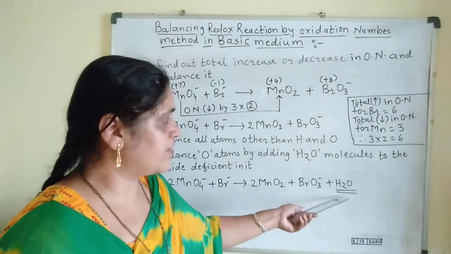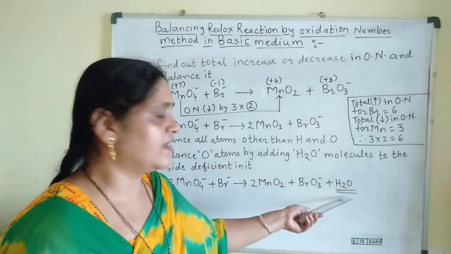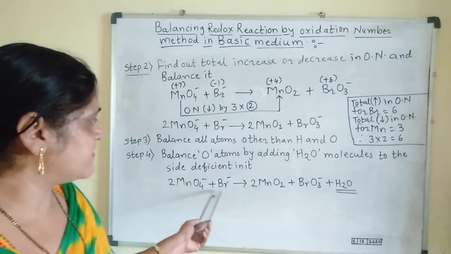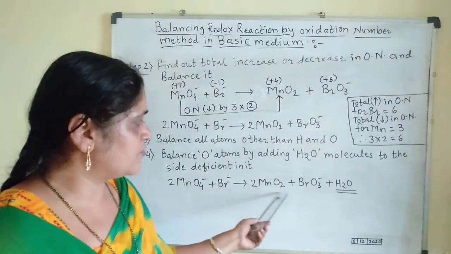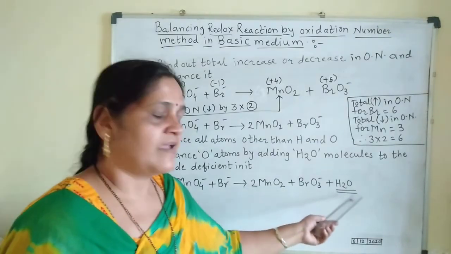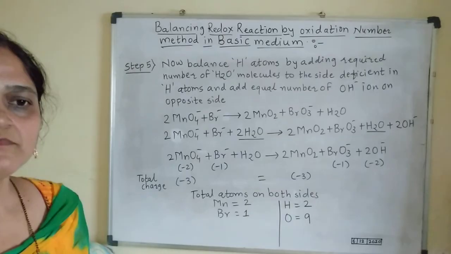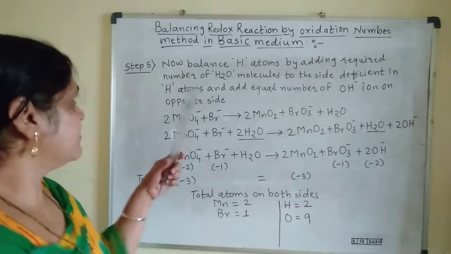So we are going to add one water molecule on the right hand side, and therefore our equation becomes 2MnO4⁻ + Br⁻ gives 2MnO2 + BrO3⁻ + H2O. So we have balanced the oxygen atoms. Now see the next step.